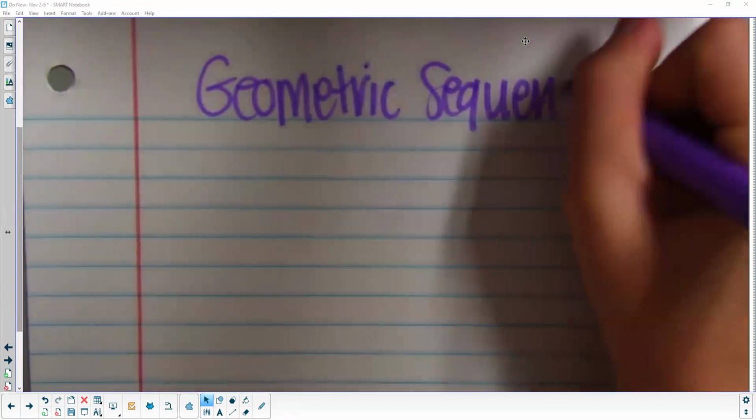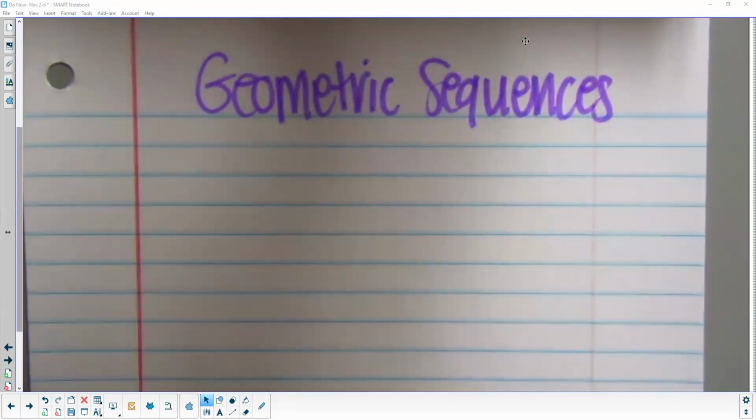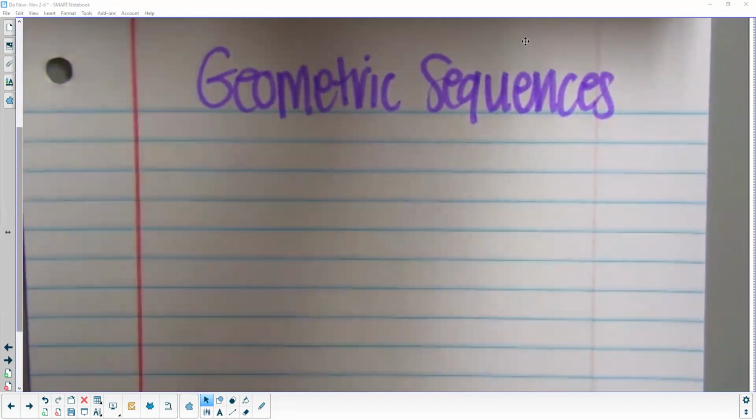All right, everybody, today we're talking about geometric sequences. All right, geometric sequences. We've got two different formulas here.